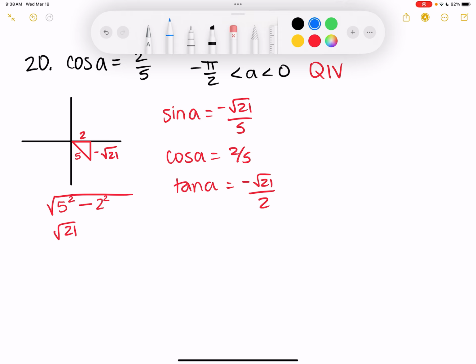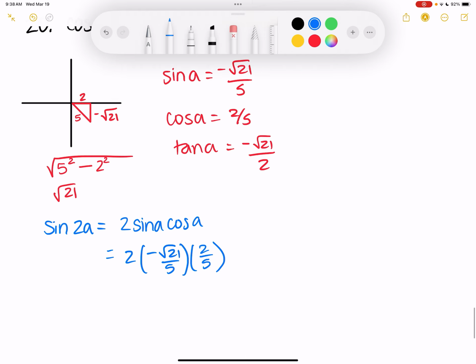All right, sine of 2A. Its formula is... ooh, no. Nope. 2 sine of A, cosine of A. Yep. So this is 2 times negative root 21 over 5 times 2 over 5. So negative 4 root 21 over 25. Can you cancel out the 2? Oh, wait. Would you want to cancel the 2 and 25? I had root 21 over 5 for sine, that's why.